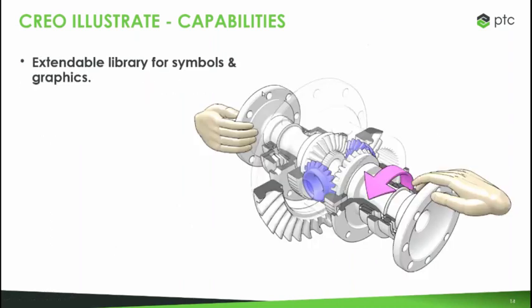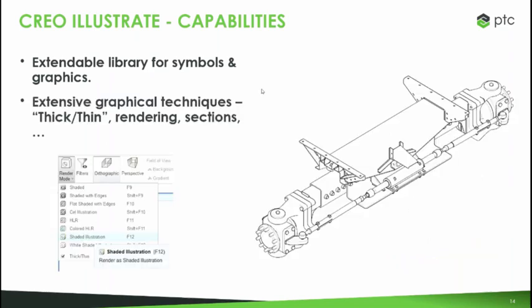Creo Illustrate also has a very large library of symbols and graphics. We see on this image here hands and arrows. So you can use any of those. They're already in Creo Illustrate. You don't have to go out and find them yourselves. So there's a default library, but if you have some graphics already made, you can also add those in. We also have extensive graphical techniques.